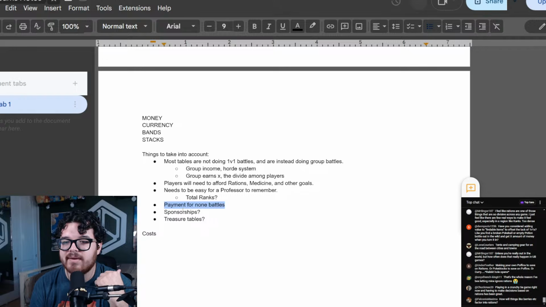Whole reason I've been letting... Yeah, Onyx, it's because they don't have money, so how would they pay for rations? Playing in a crunchy 5e game right now and having to make decisions based on rations has been great. That's true. How things like berries, etc., factor into rations. Honestly, I haven't gotten that far.